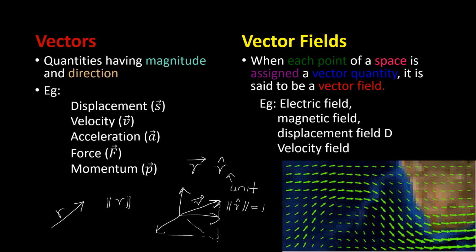So usually unit vectors are denoted with this hat notation and the normal vectors are denoted with an arrow on top of the letter. So we can both algebraically and geometrically represent the vectors, geometrically using arrows, and we can draw vector fields like this. So this is an example of a fluid flow.